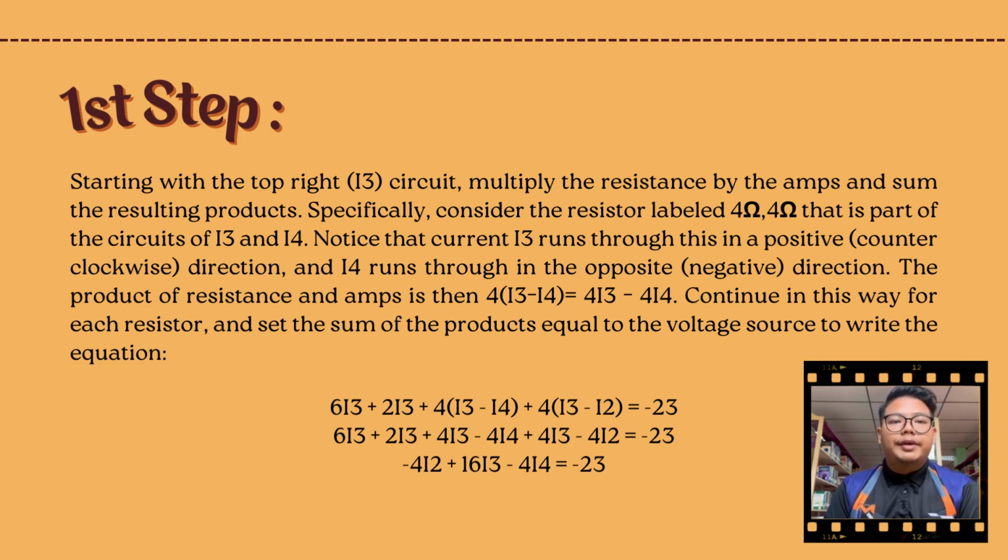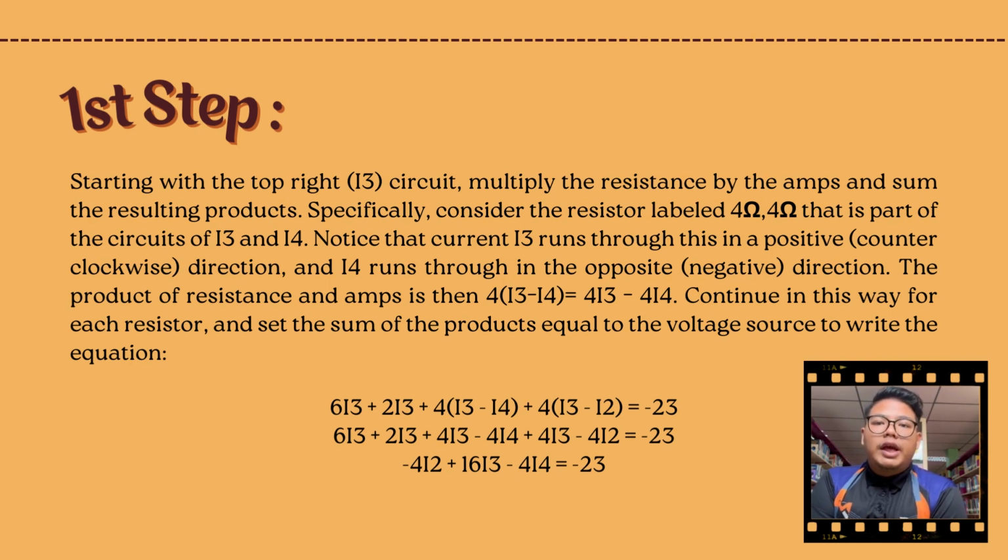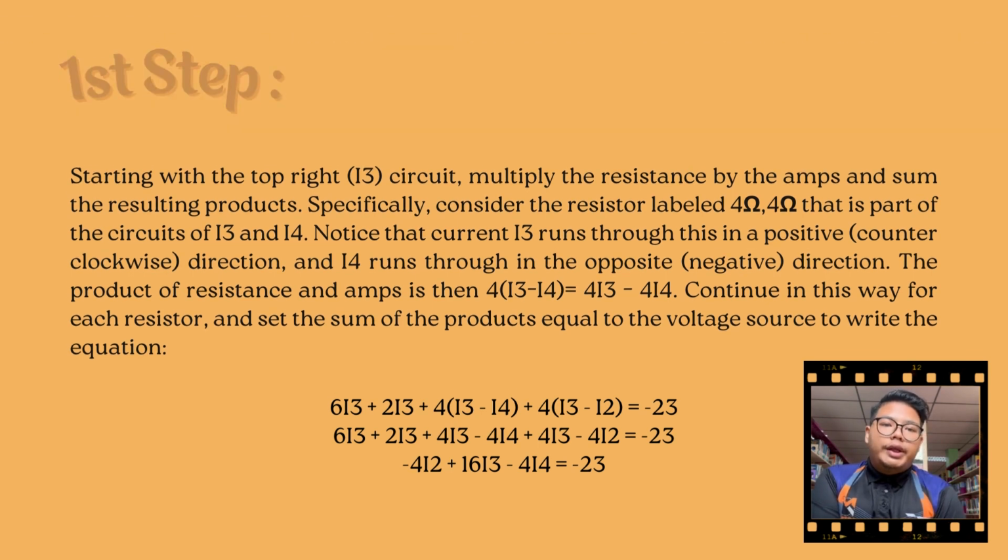write the equation. So the linear equation from the circuit I3 will be 6I3 plus 2I3 plus 4 in bracket I3 minus I4 plus 4 in bracket I3 minus I2 equals negative 23. And lastly, the final answer will be negative 4I2 plus 16I3 minus 4I4 equals negative 23.